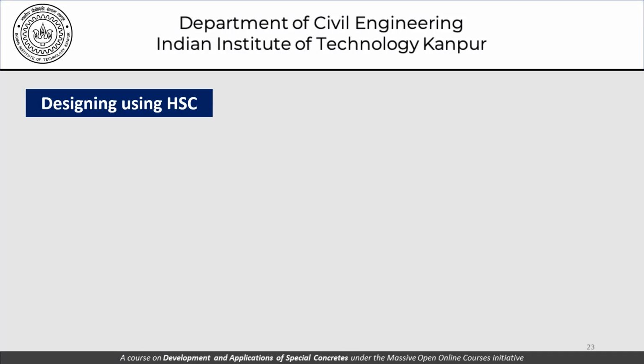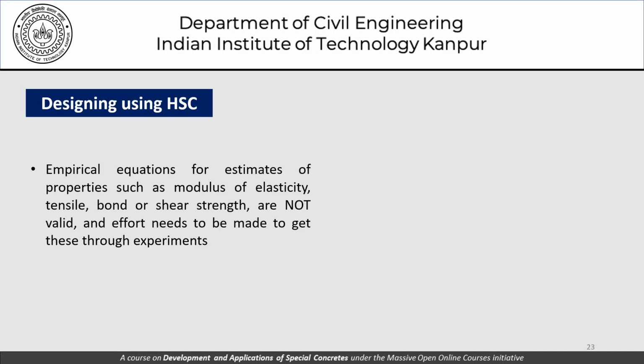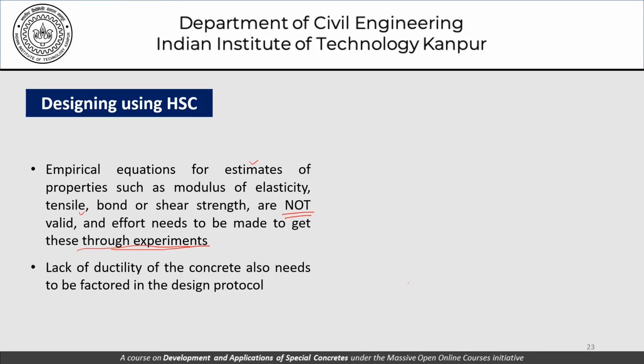When it comes to designing using high strength concretes, empirical equations for estimating properties such as the modulus of elasticity, tensile, bond or shear strength are not valid, and effort needs to be made to get these values, whether it is E, the tensile strength, the bond strength or the shear strength, through direct experimentation. Lack of ductility of the concrete also needs to be factored into the design protocol that we follow when designing with high strength concretes.